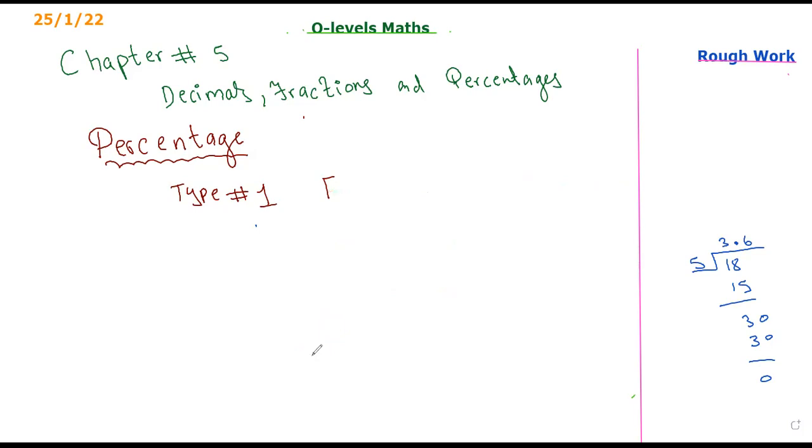What is the second type? This is type 2: what percent of A is B? Obviously, this is the general idea, so the question could be of this type.